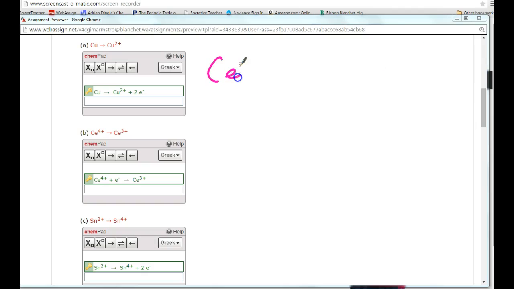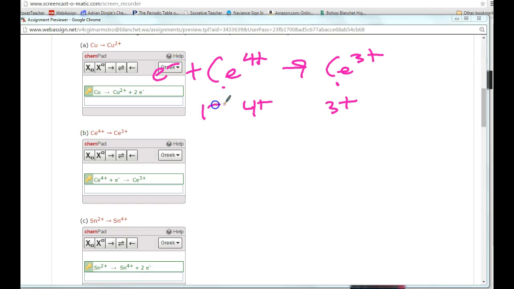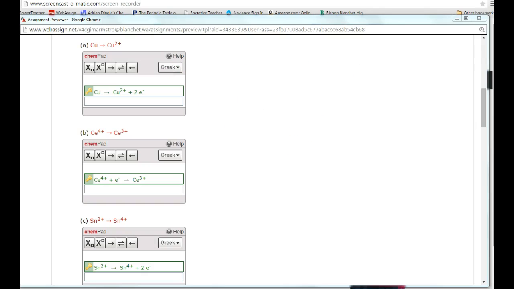Next one, Ce4+ arrow Ce3+. We have one Ce, but we have a charge of 4+ and a charge of 3+. They need to be equal. So we'll add 1 electron on this side, because a 1- will add up to a 3+, and that will equal that.